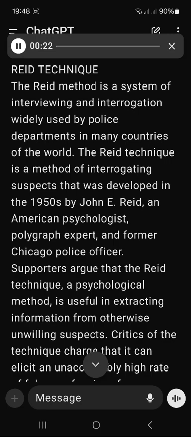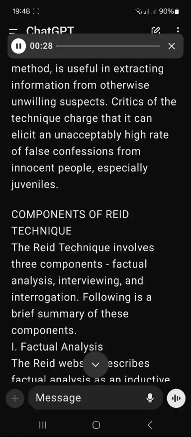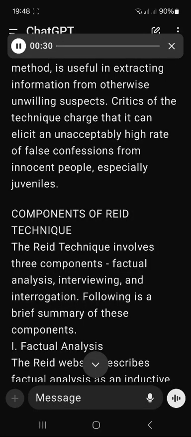Supporters argue that the Reid technique, a psychological method, is useful in extracting information from otherwise unwilling suspects. Critics of the technique charge that it can elicit an unacceptably high rate of false confessions from innocent people, especially juveniles. Components of the Reid technique.